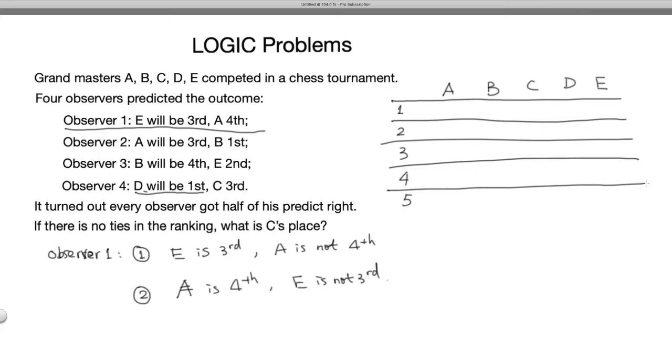So we said that the first case is wrong. That means A is fourth. Let's put A is fourth, and E is not third. And from observer 2, A will be third is incorrect, so B must be first. And observer 3, B will be fourth is not correct, so E has to be second.